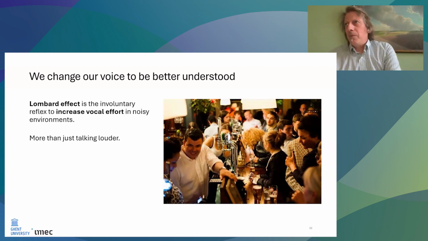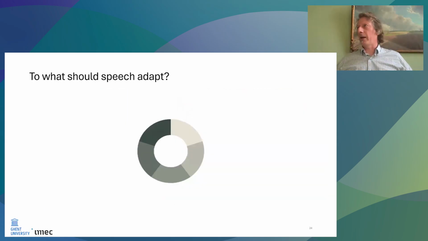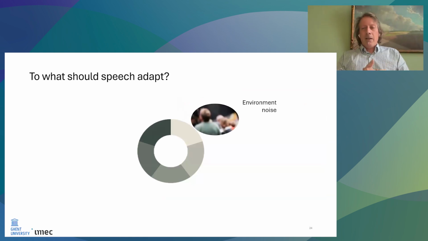Think about it. Your car, if it were talking to you, but you're on a loud stretch of road with, I don't know, the wind rushing, it doesn't change its voice to be better understood. It doesn't seem to realize that you're in a loud environment. And the same thing for digital assistants and robots, they don't adapt their voices. So to what should a robot really adapt? Well, first of all, the noise around it. If you're in a loud bar or a quiet room, it should adapt.